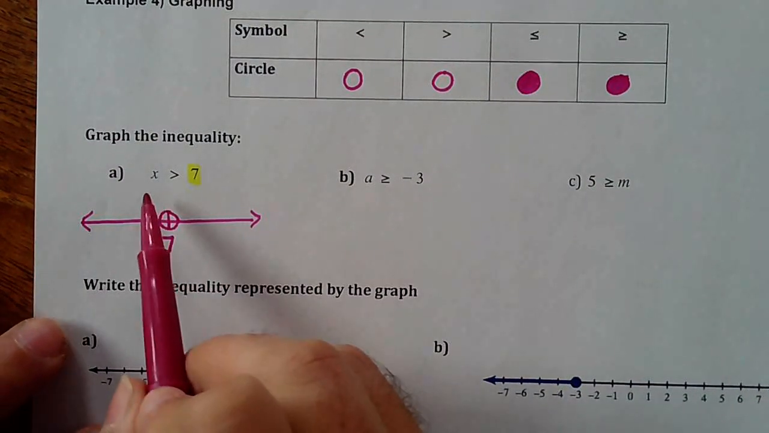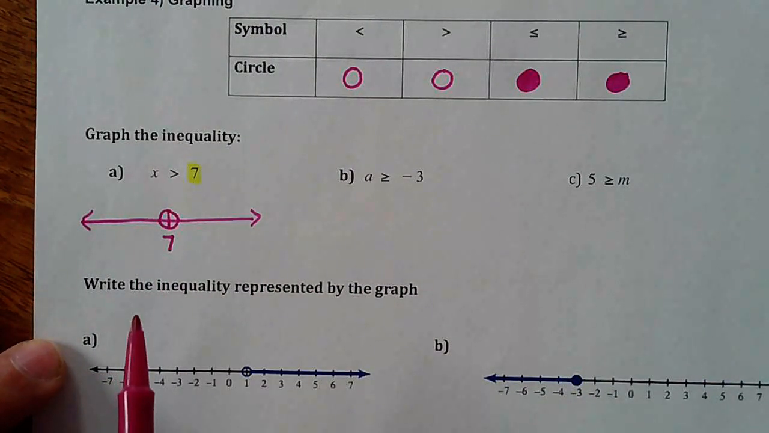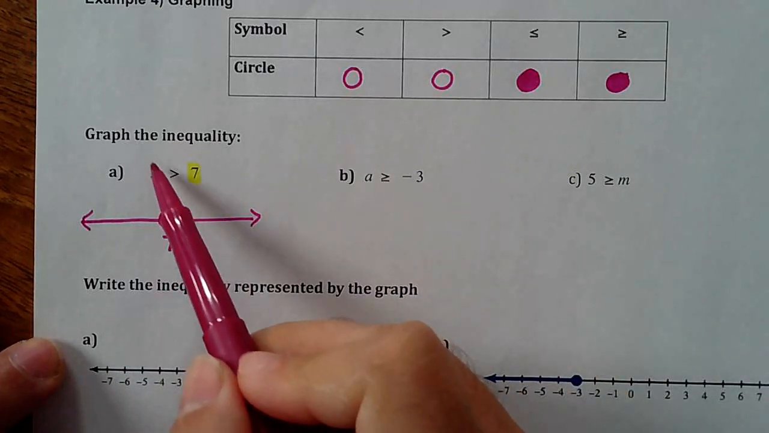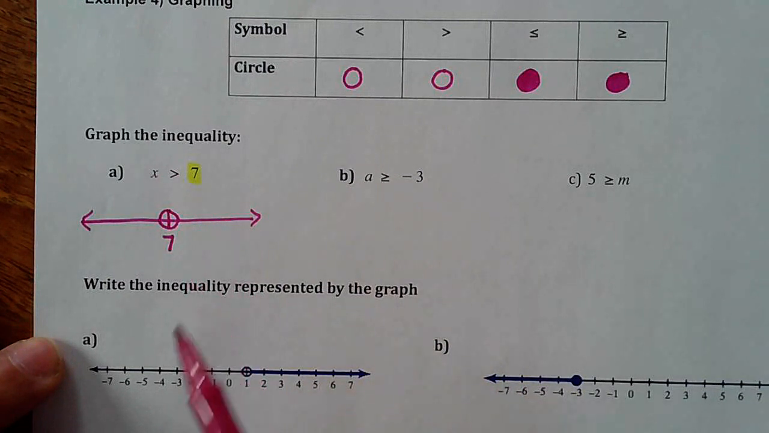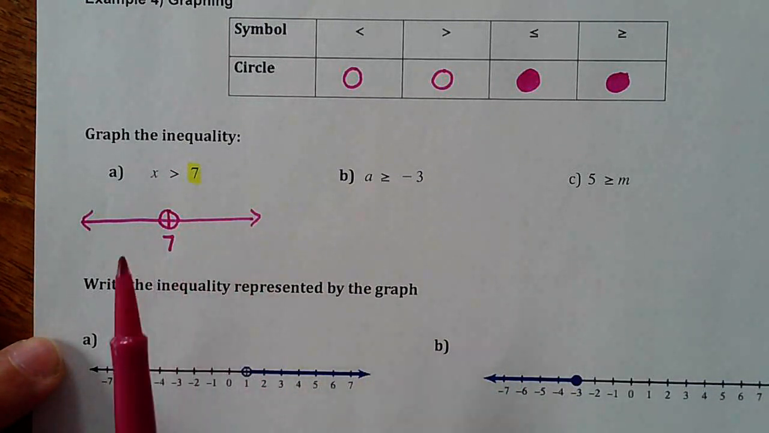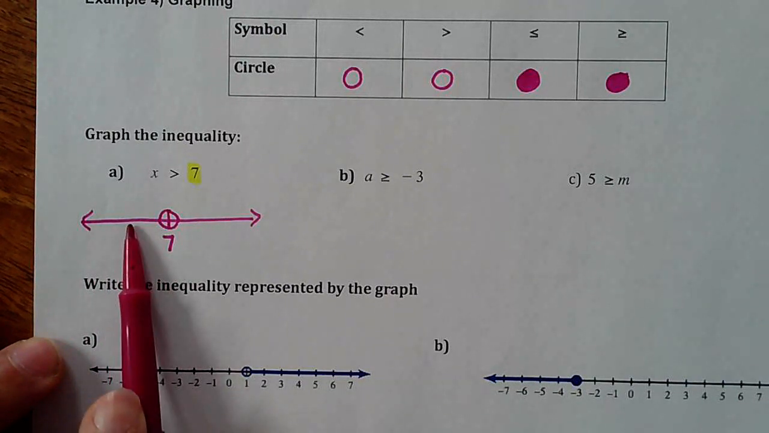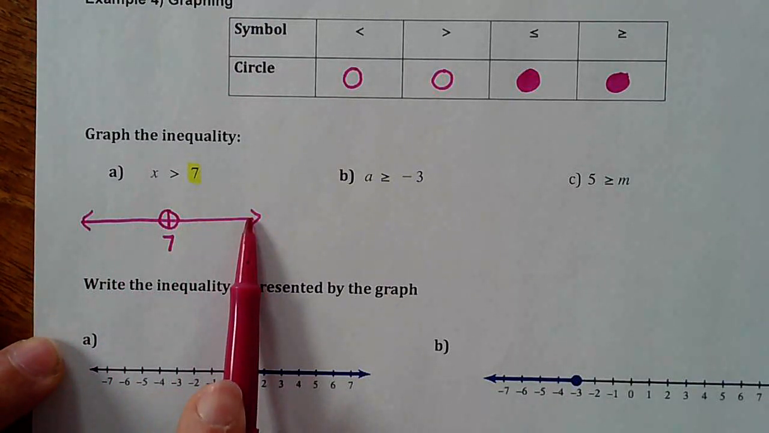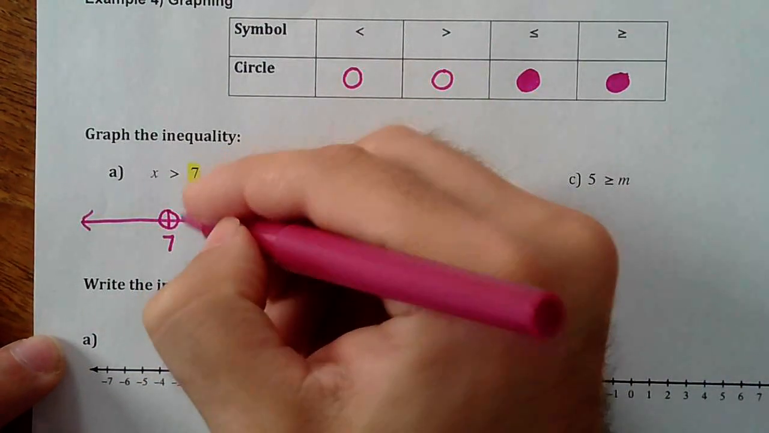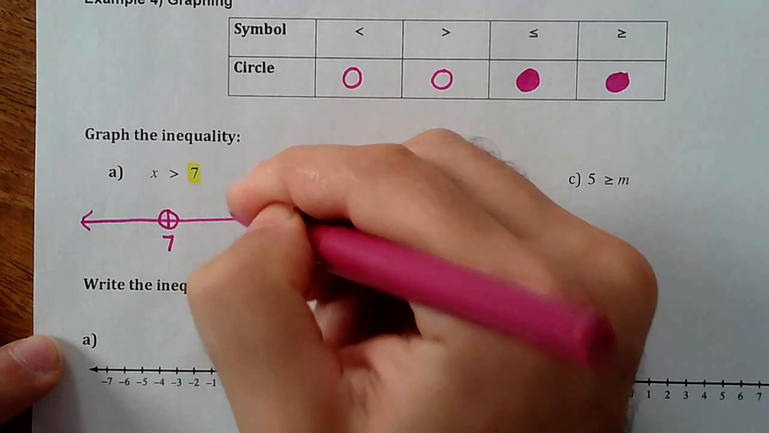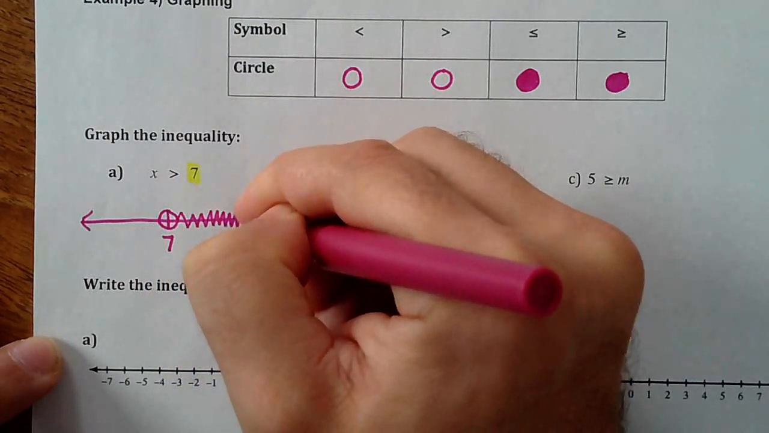All right, so now we're going to read this statement again. X is greater than 7. Or we could read it as all the numbers greater than 7. So I want to think, where are my numbers greater than 7? On the left side of 7, 5, 6, or on the right side of 7, 8, 9, 10, 11. The numbers greater than 7 are on the right side of my circle. So I'm just going to shade, or kind of squiggle, over that side.